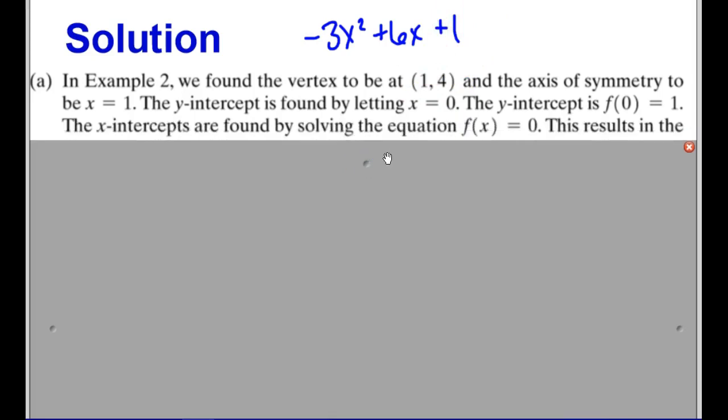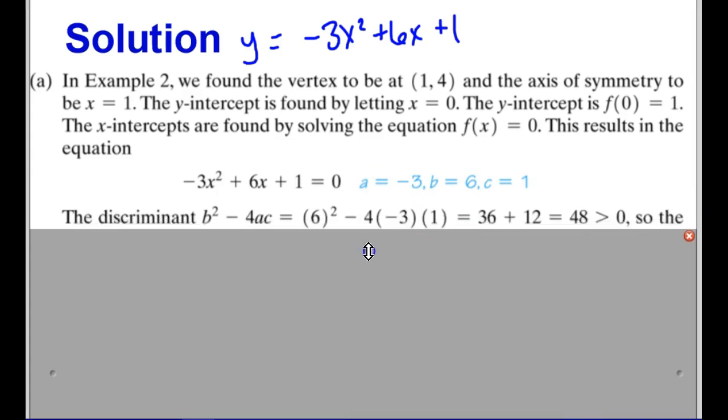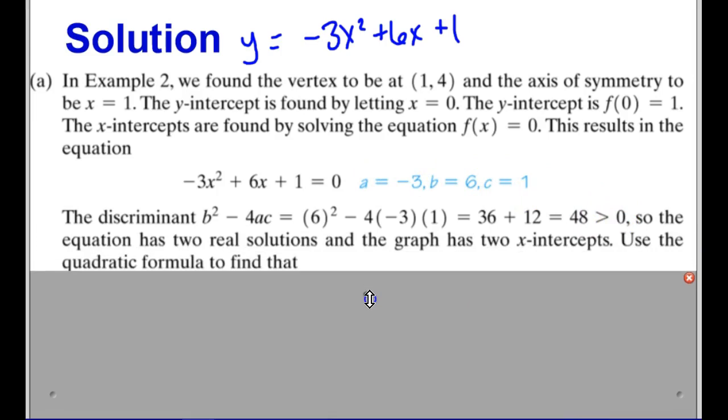So now I need to find the x-intercepts. And I find the x-intercepts is where I set y equal to 0. Okay. So now here's what I have. So I've got my negative 3x squared plus 6x plus 1 equals 0. I have my a, b, and c. And I go ahead and I look at my discriminant, which is b squared minus 4ac. So I just plug in those a, b, and c that I found, and I see that it's greater than 0. So I know I'm going to have 2 solutions.